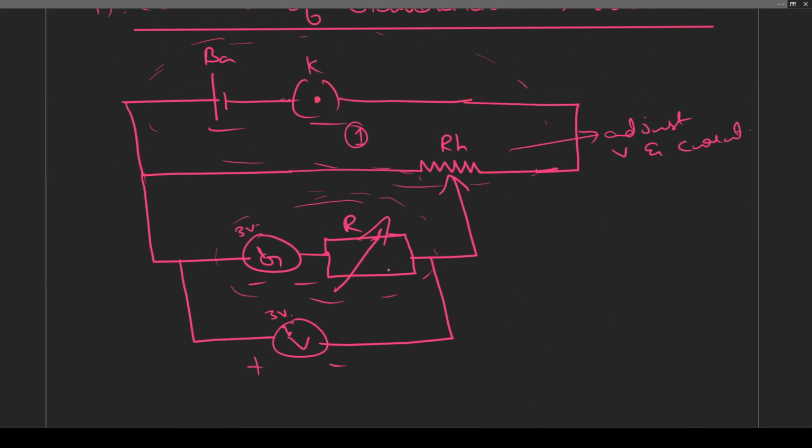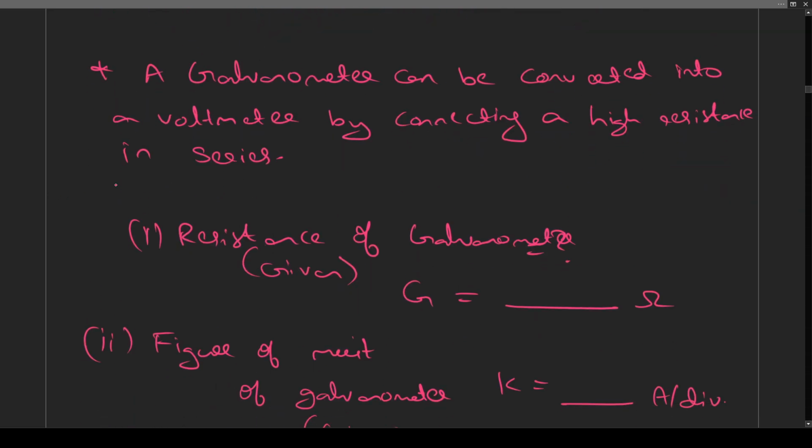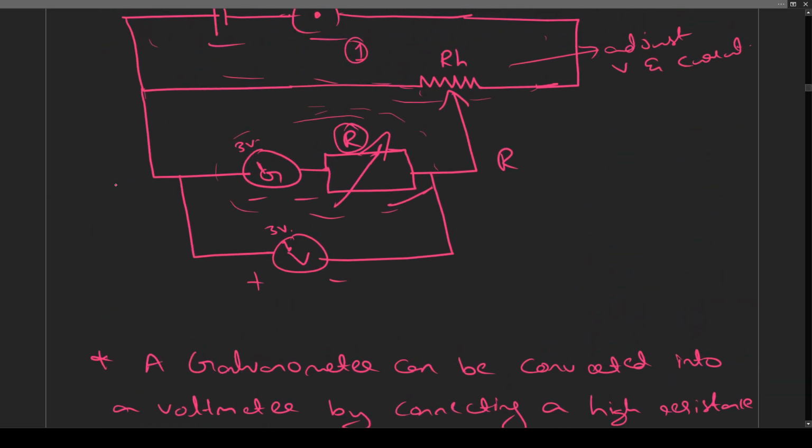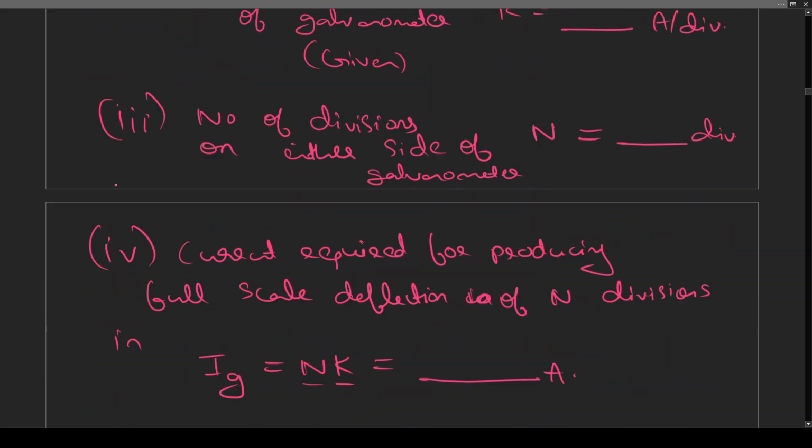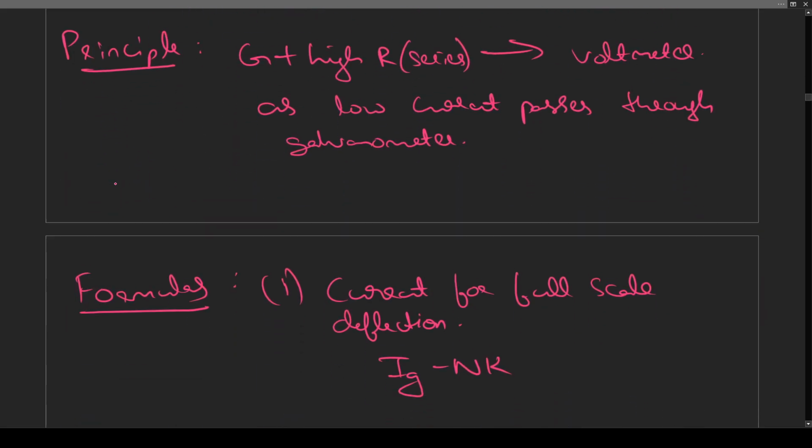when we connect some high resistance in series with the galvanometer, it will act as a voltmeter. That is what we understood. But how much resistance should we connect in series with the galvanometer so that it will show accurate values of the voltage? How will we know what the R value is? Don't worry about it. The manual has given us the formula to calculate how much resistance we should connect in series to the galvanometer. That formula I'll be writing right now.